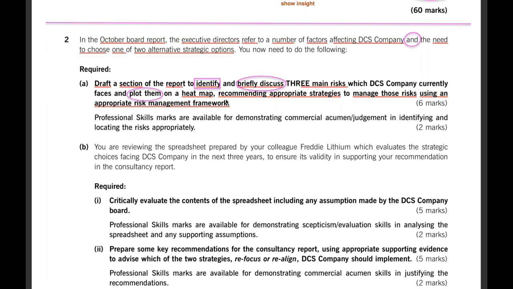And then after that, the fourth thing that you're supposed to do is, once you have already plotted them on a heat map, recommend appropriate strategies to manage those risks using an appropriate risk management framework. So what's the risk management framework that you can actually use? You may consider FARA.